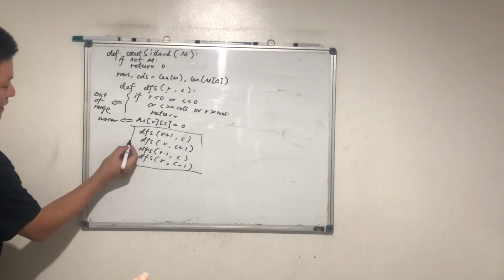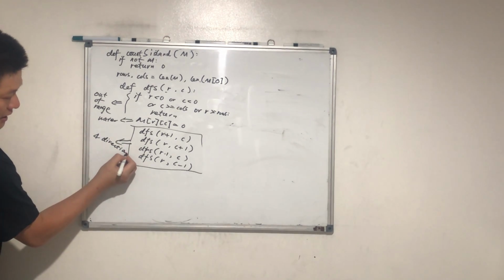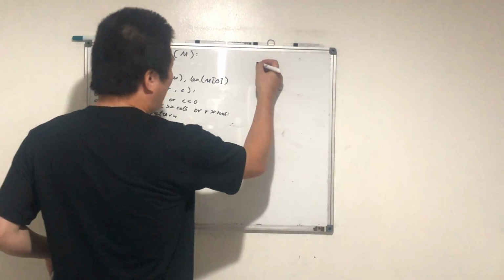And then going to 4 directions, yeah? Going to 4 directions. Okay, so this is depth search. And now I just need to travel the border. How do you travel the border?